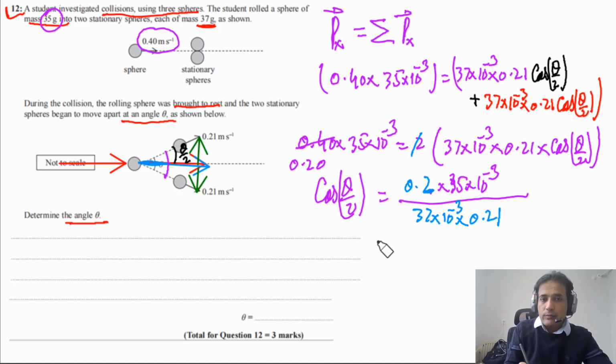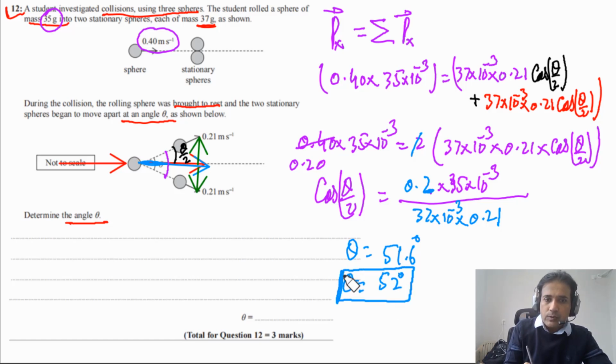Now if we solve this one, we will get value of theta that will be equal to 51.6 degrees. So it means the angle is about 52 degrees. We can say 52 degrees. So this is the final answer. So this is how you can calculate.